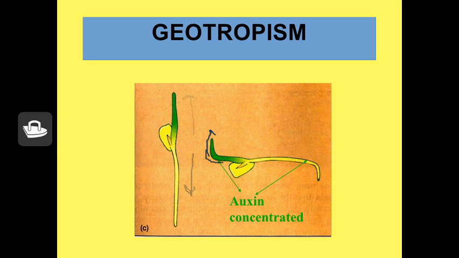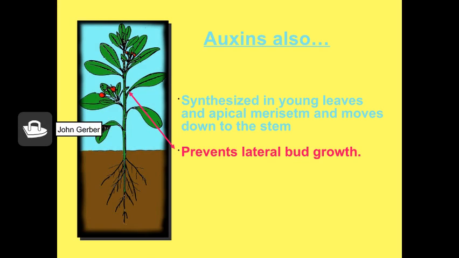The exact opposite happens in the root system. On the roots, there's more auxin concentrated on the top of the seedling, thus turning the root system downward. Here's another effect of auxin. Auxins prevent side bud growth.